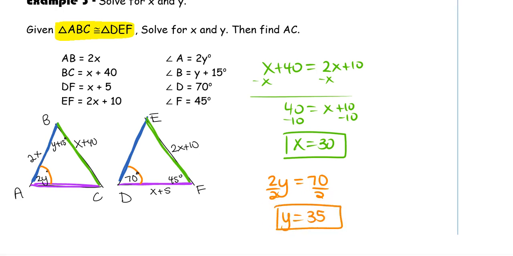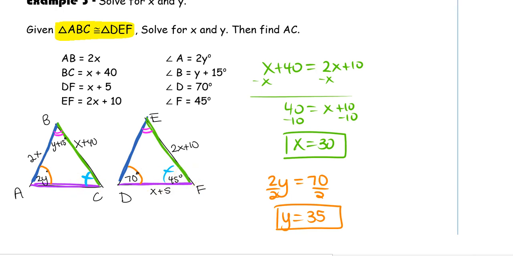Now we could continue going around. This angle corresponds to this one. I know angle B, I don't know angle E, so we can't solve there. And last, C and F. We don't know angle C. We do know angle F, so I can't go ahead and solve there.